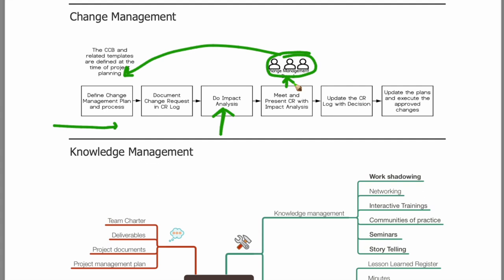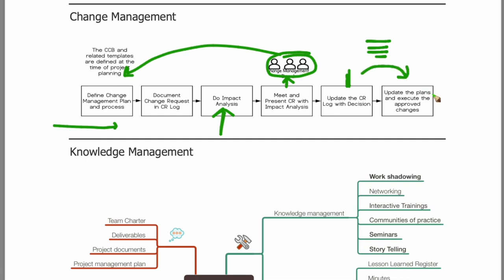interactive meeting. Why interactive meeting? Because there might be questions by the CCB. So I present the CRs along with impact analysis. What is a CR? Change request. The CCB gonna ask various questions like, what do you see? Should we do it? Should we not do it? They might discuss it amongst themselves. And at the end, they would have updated CR here with decisions. Decision could be, approve, declined, I need more information, and so on.